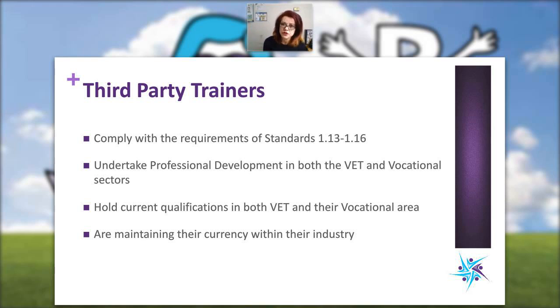And they should be doing professional development in the training sector, so attending conferences, webinars like these, doing professional development to upgrade their skills in the VET sector, but also the vocational sector, so where they're delivering their training and assessment, they should be keeping up to date with professional development in their sector as well. They should hold the current qualifications for both these areas, and are maintaining their currency with their industry. So how are you ensuring that they're current within their industry, they have the current skills and knowledge? So for example, it might be you have a childcare trainer who's working as a third party.